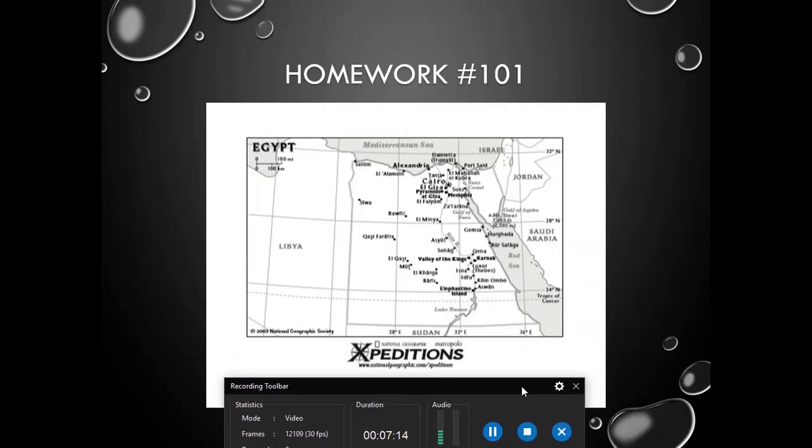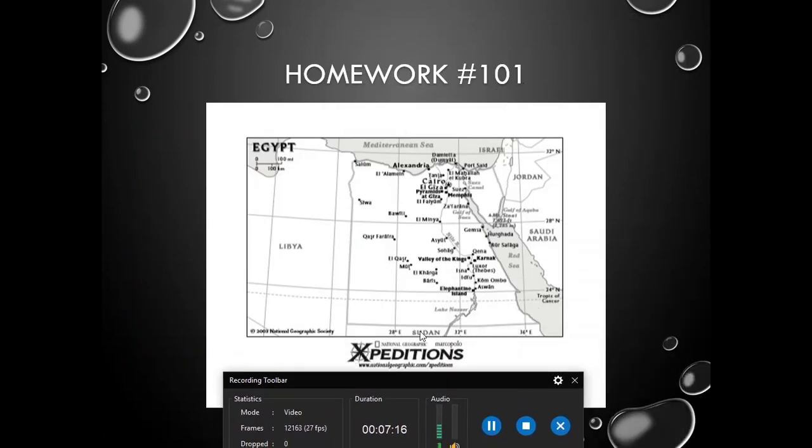Tonight's homework is number 101. It will be a map of Egypt. I think the hardest part is trying to locate either the city or the area of interest. If they have a little square, that means it's a tourist site like Valley of the Kings or Karnak. So try to use the center of the square as well. Cairo is the capital. It's pretty large. Go to the middle of the star.